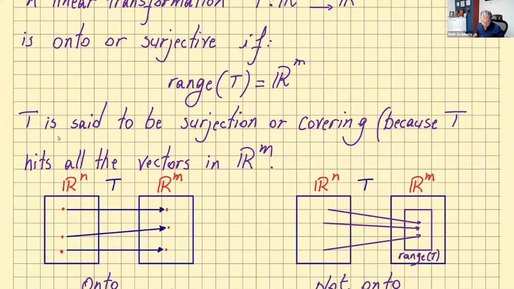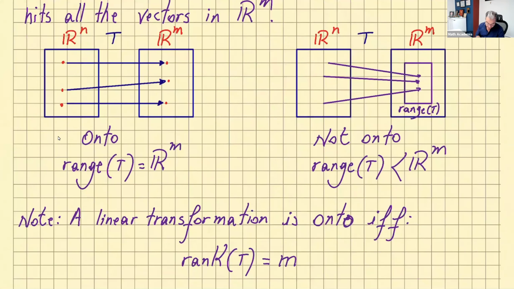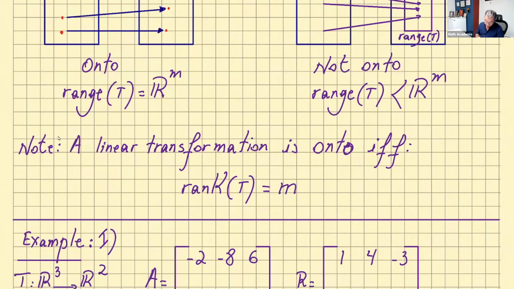Let's see the graphs of that. Now the first one is onto because the vectors hit the entire Rm. The range for this transformation is just Rm. Second example is not onto because the vectors just hit specific vectors in Rm, and that's the range. In this case, the range of T is less than Rm, therefore it's not onto. A linear transformation is onto if the rank of T is m.